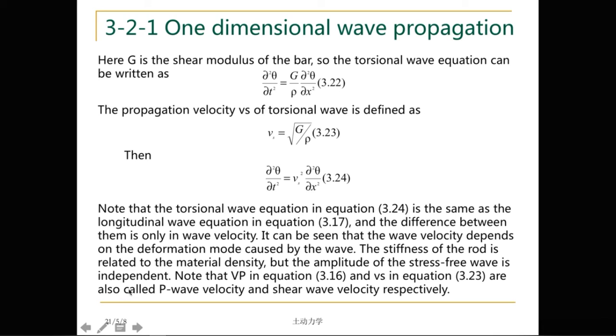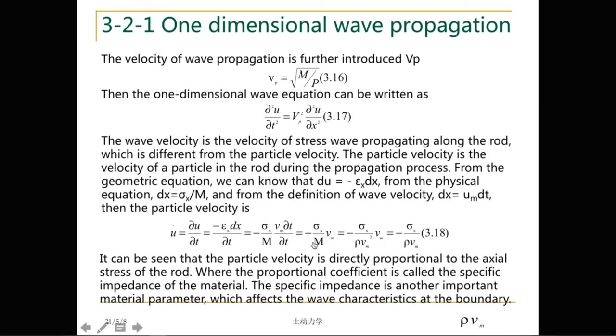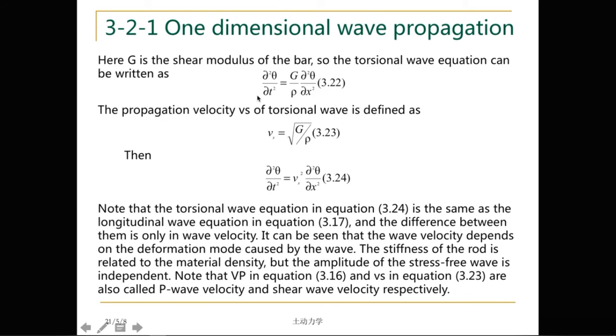Note that Vp in equation 3.17 and Vs in equation 3.24 are also called the P wave velocity and shear wave velocity respectively. This is the S wave velocity. This is the P wave velocity. And the P wave is the primary wave. The particle displacement direction is the same as the propagation direction. And the shear wave, the S wave, we can say is the secondary wave or shear wave.